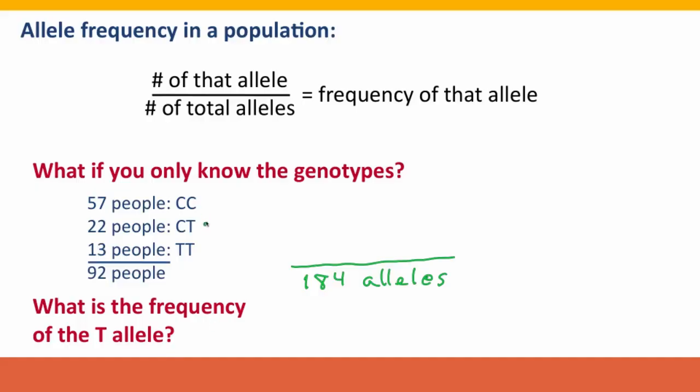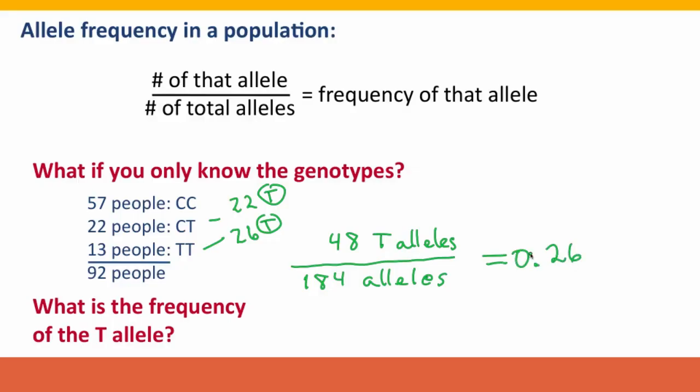Well, 57 people don't have a T allele at all. We don't need to worry about them. 22 people have one T and one C allele. So that's 22 T's. And 13 people have two T's. Those people are going to contribute 26 T's. So 22 plus 26 is 48 T alleles, which tells us that the frequency of T is 0.26. So that's not hard, that's simple arithmetic.